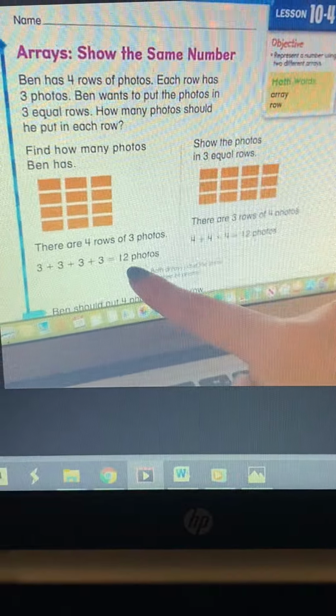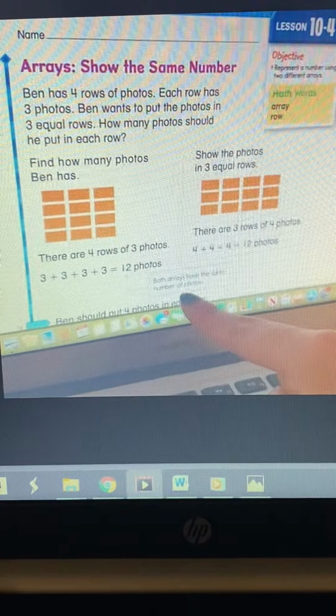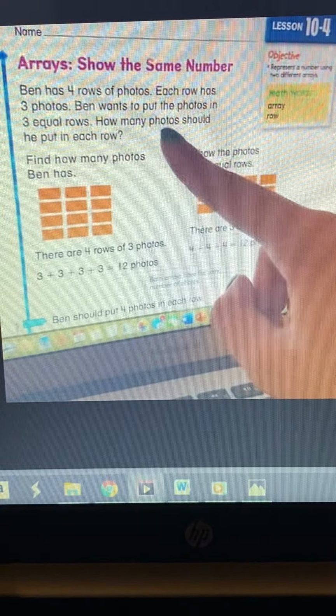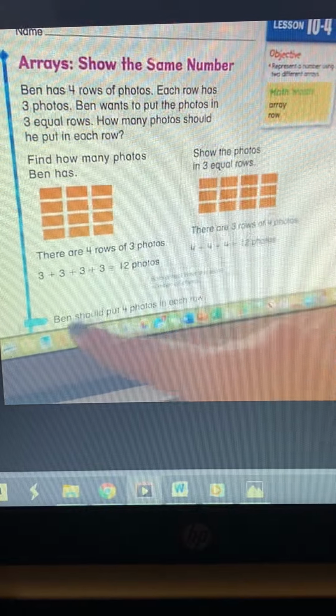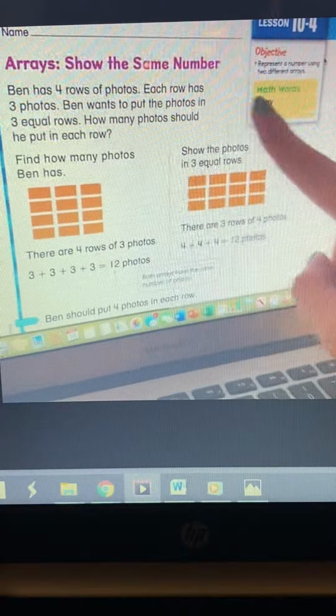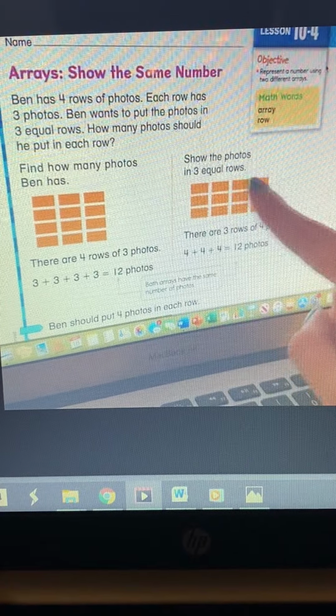And if you notice, we have 12 photos and 12 photos. So both arrays have the same number of photos. So if you look back at the question, how many photos should he put in each row? Ben should put 4 photos in each row because we are focusing on this array right here. 1, 2, 3, 4.